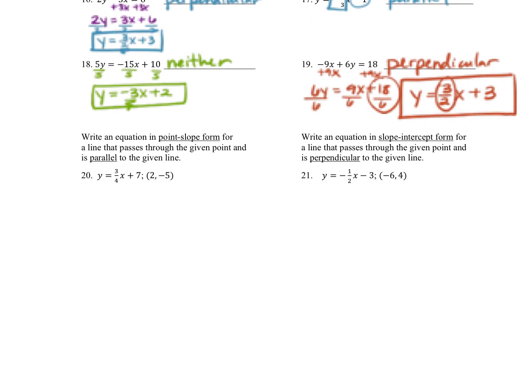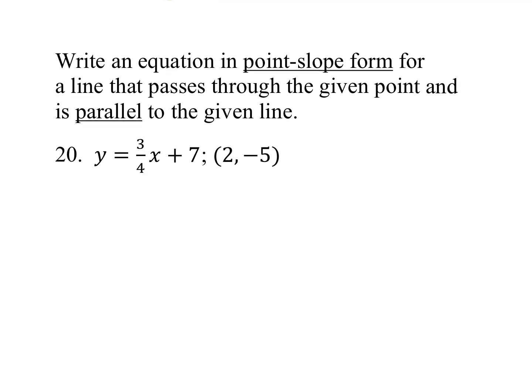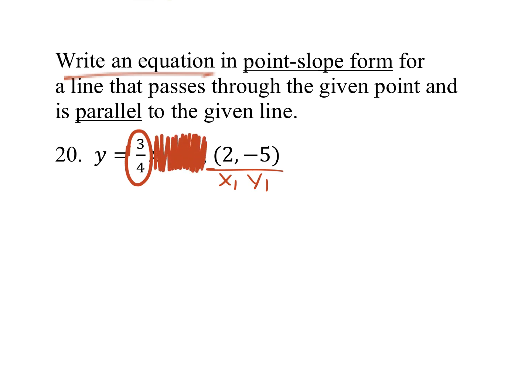All right, last two here. Number 20. Now it says to write an equation in point slope form for a line that passes through the given point and is parallel to the given line. So we want to go through this point. We'll call this x1, y1. And then the only thing that we want from number 20's equation is the slope. Okay, I cannot stress this enough. I don't care about the 7. I don't want you to use the 7. The only thing I want you to use is the slope of that line.